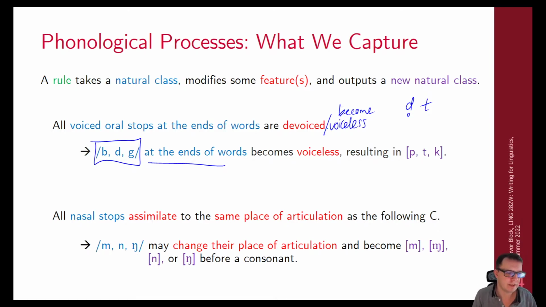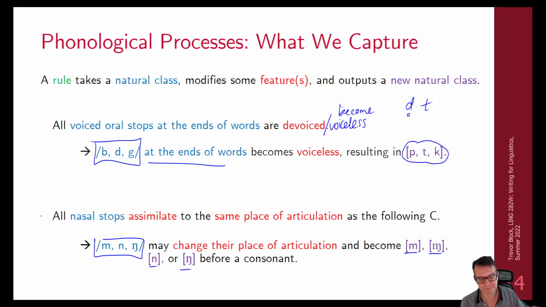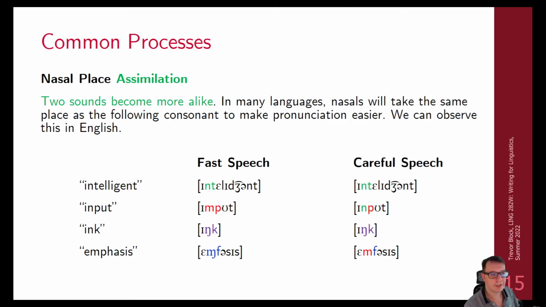So if they become voiceless, that natural class BDG then becomes the sounds PTK when it's at the end of a word. Here's another example. All nasal stops assimilate to the same place of articulation as the following consonant. So our nasal stops in English are and they may change their place to whatever the next consonant has. So it could be or So to see this in action, let's take a look at nasal place assimilation.